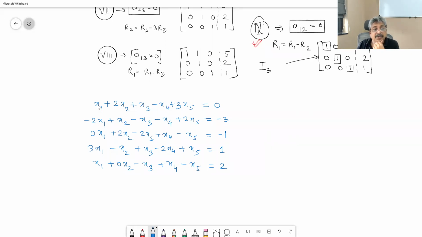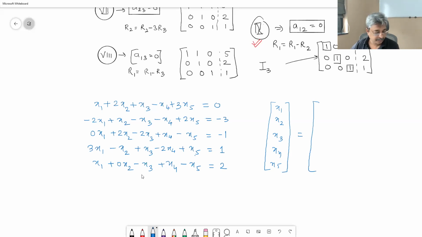Okay, there is a correction in the first equation. Instead of plus x5, it is plus 3x5. x1 comes out to be, or let me write it as a matrix: x1, x2, x3, x4, x5 is equal to 1, minus 1, 0, 2, 1. This is what eventually we'll get.